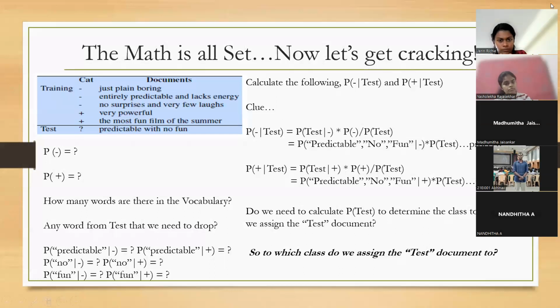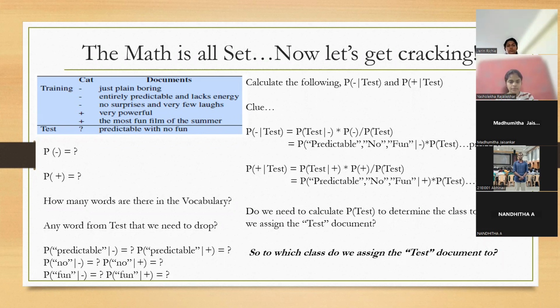So the math is all set. So let's get cracking. Here is a problem. Training. There are 5 documents. Get a pencil, paper, or Excel ready. Okay, do the calculations.